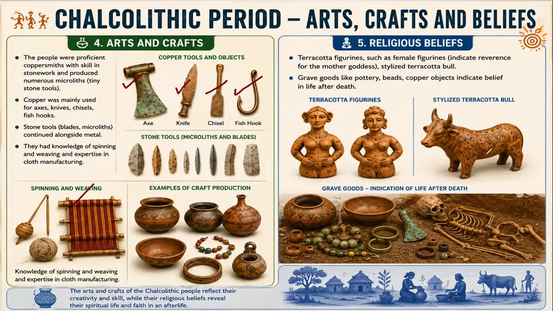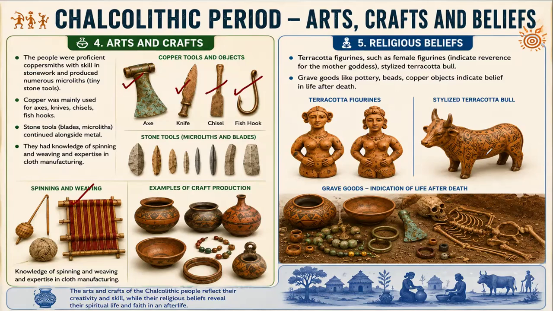Apart from that, the next important aspect is the religious belief of the Chalcolithic age people. Terracotta figurines of female deities have been discovered, and probably this indicates their reverence for the mother goddess. They worshipped the mother goddess. Also, archaeologists have discovered a terracotta bull, and it also refers to a type of worship, because the bull is often associated with fertility in Indian culture.